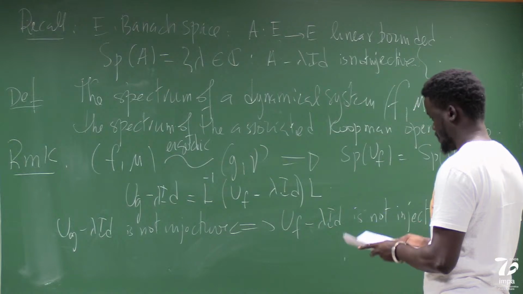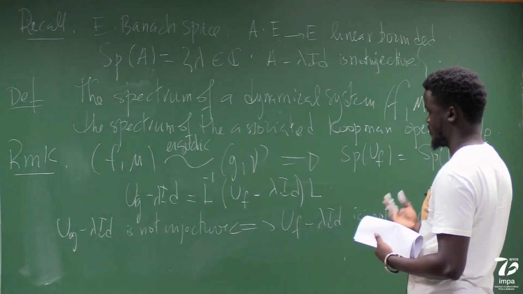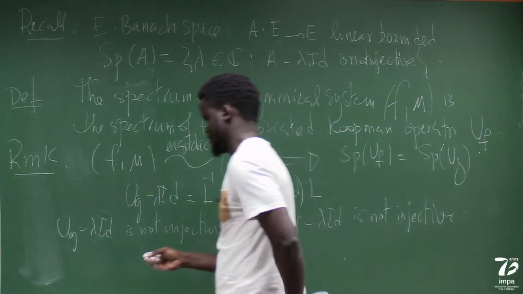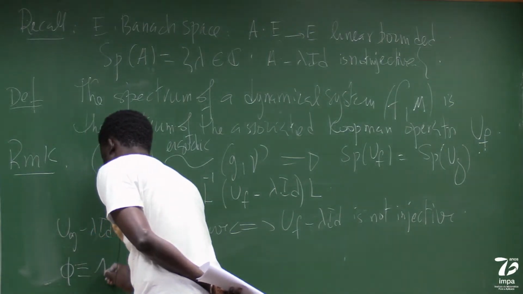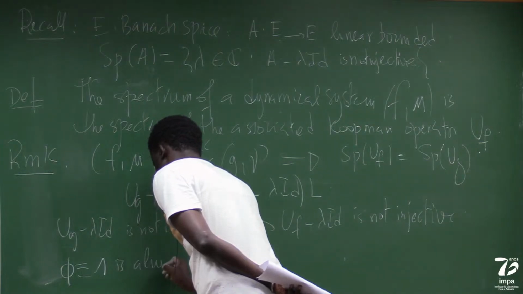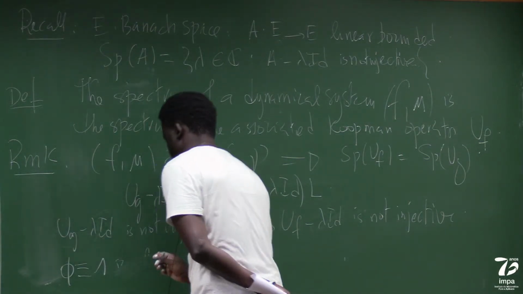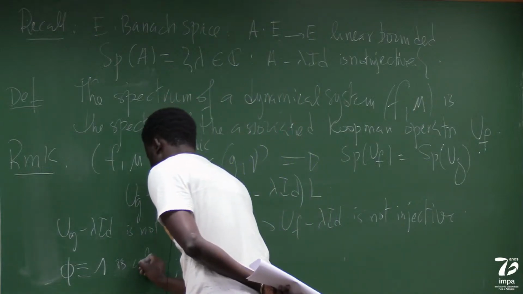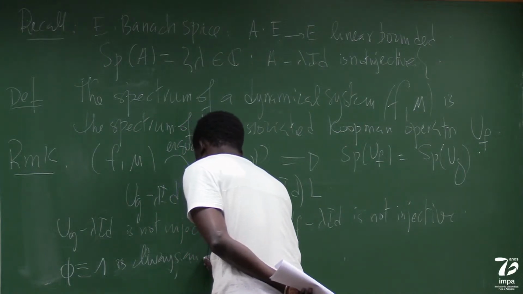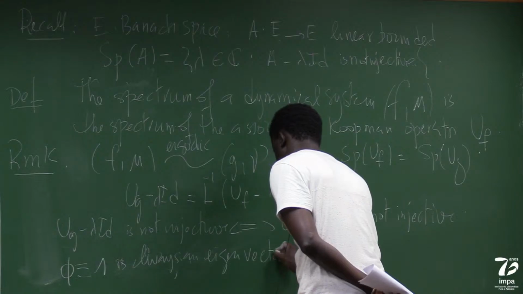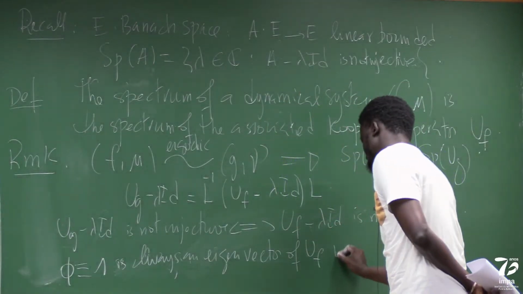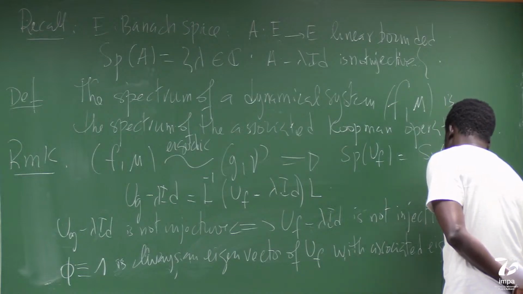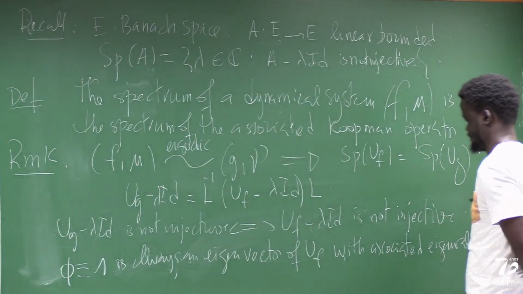And see that the constant function 1 is always in the spectrum, right? It is always in the spectrum of the Koopman operator, okay? So remark that the constant function identically 1 is always an eigenvector of U_F with associated eigenvalue lambda equals 1.